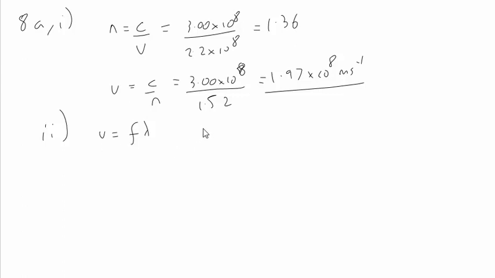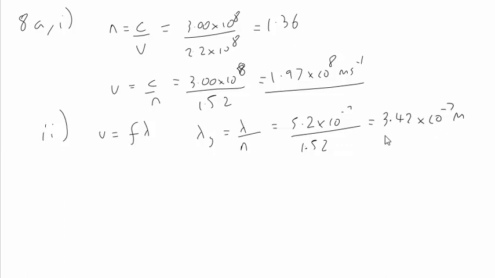So what we've got is the wavelength in the glass will be the wavelength in air, which we're given, over the refractive index. This is 5.2 times 10 to the minus 7 over 1.52, which gives a wavelength of 3.42 times 10 to the minus 7 meters.